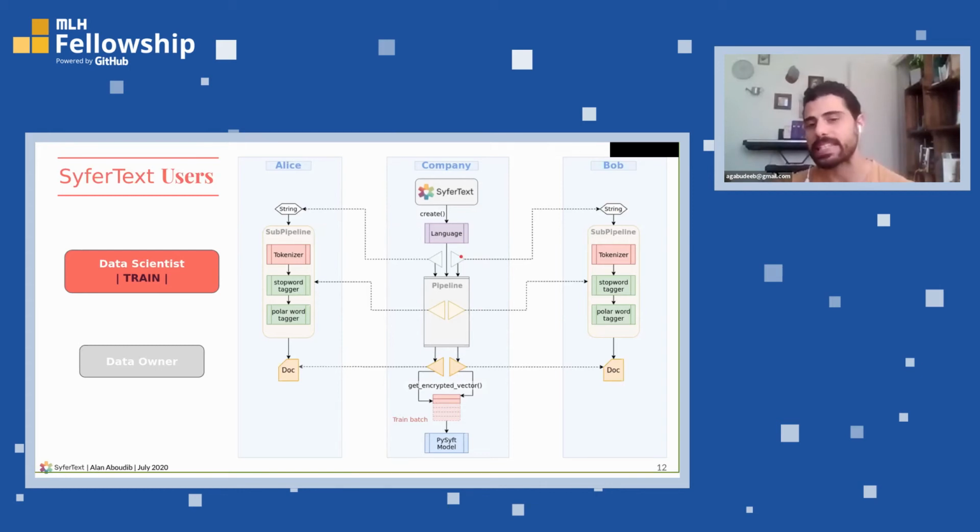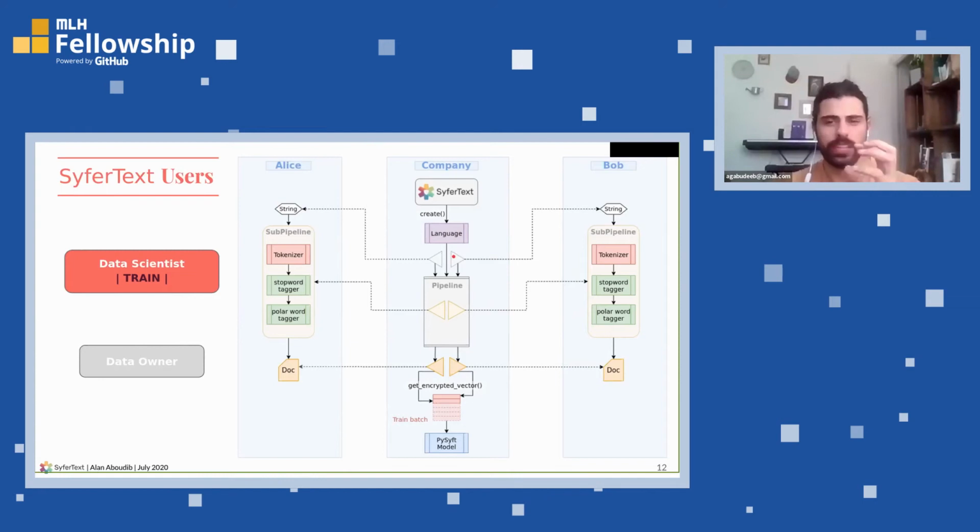Now, Ciphertext can take strings and tokenize them, but it can also take objects that only provide metadata of strings. This triangle means that it's a pointer. Each time you see this triangle, it's a pointer to a string. Here it's a pointer to a subpipeline, it's a pointer to a doc.